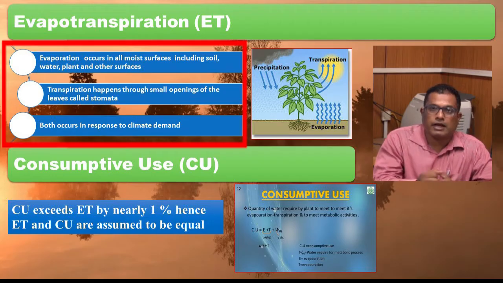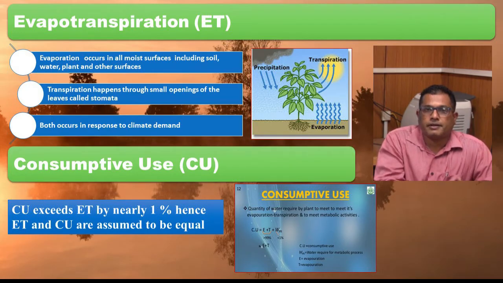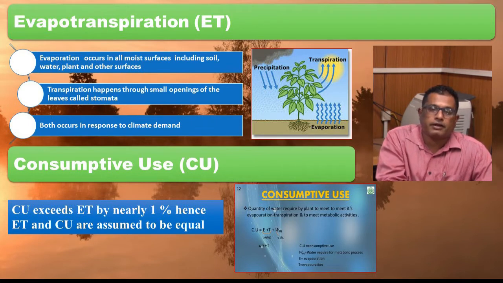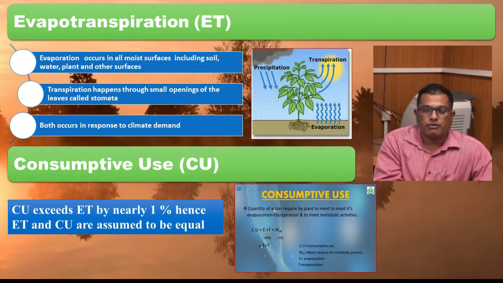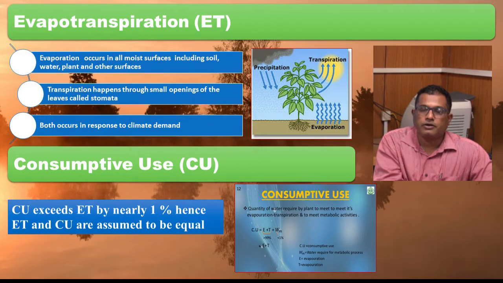We can have an analogy with humans as well, like we perspire on a hot humid day through some glands. In the same way, there are stomatal openings in plants which allow this water moisture to be passed to the atmosphere, and this is called transpiration.